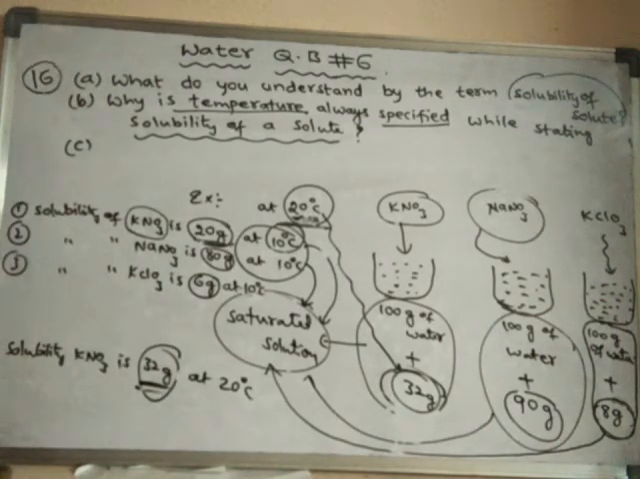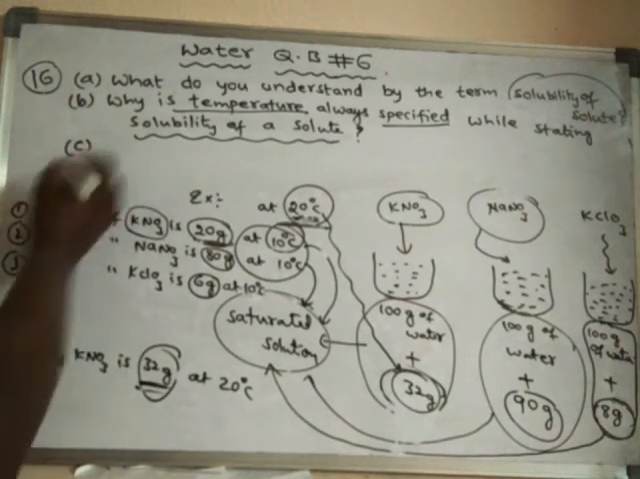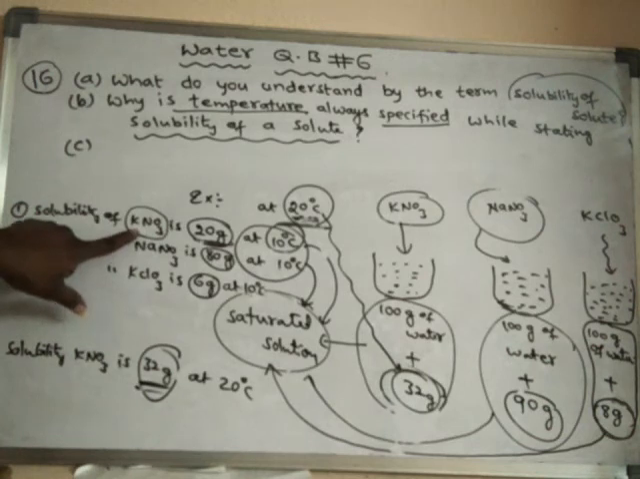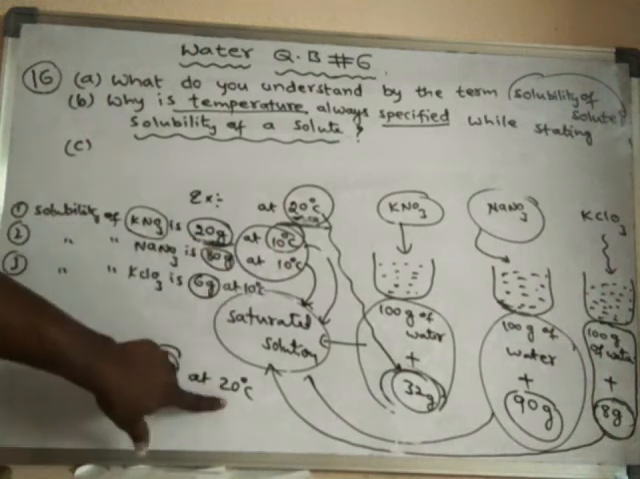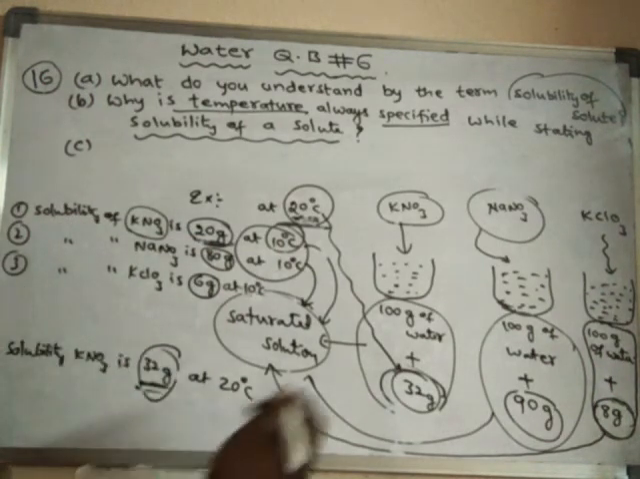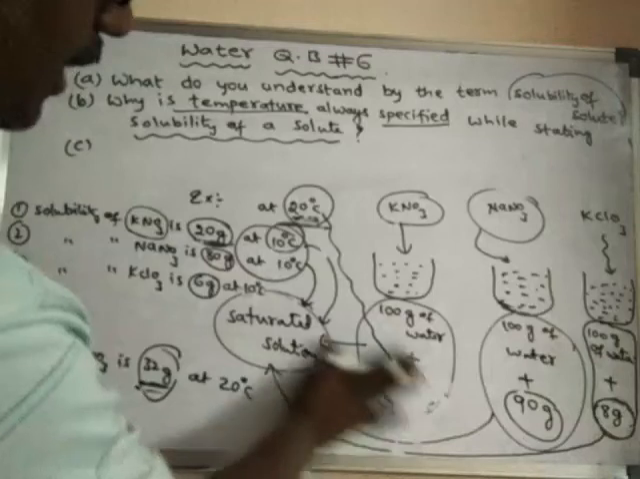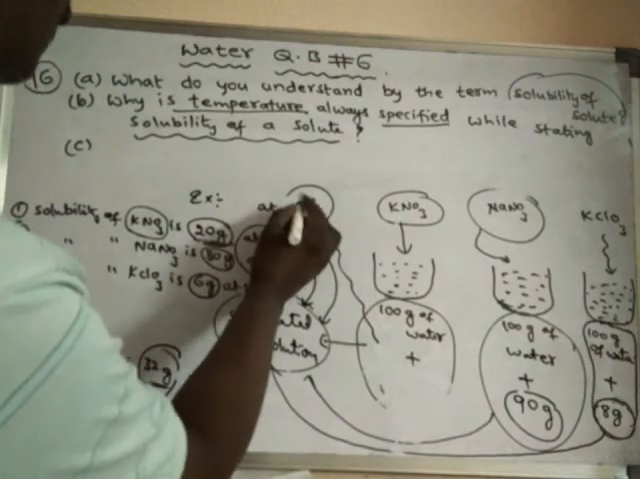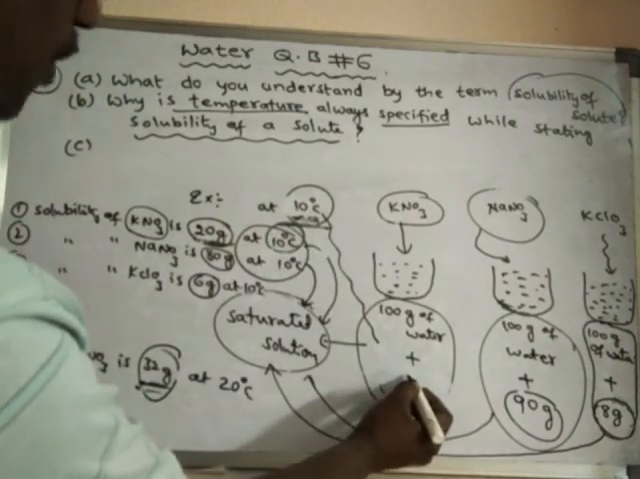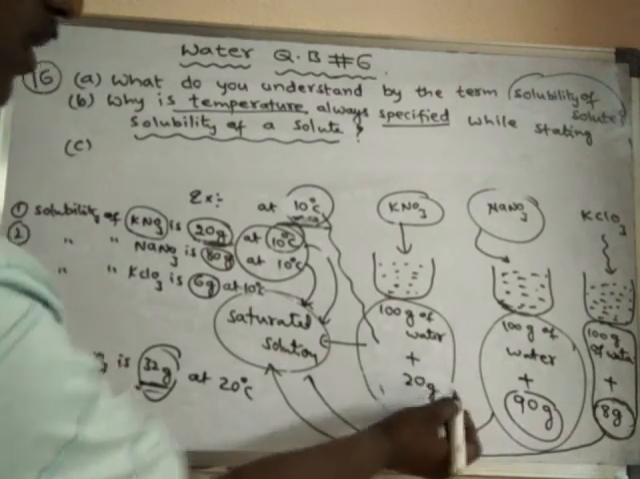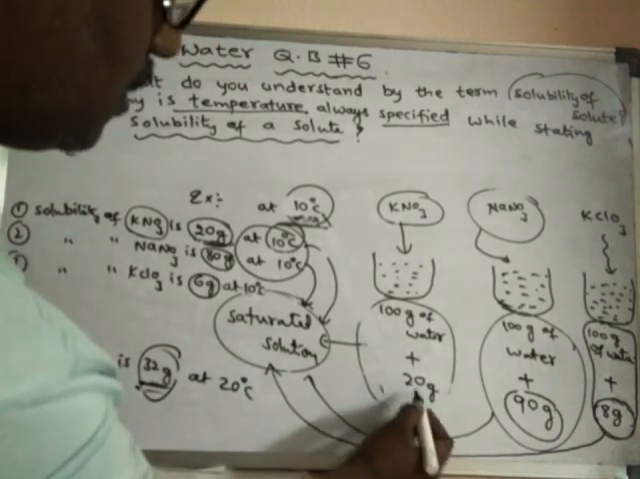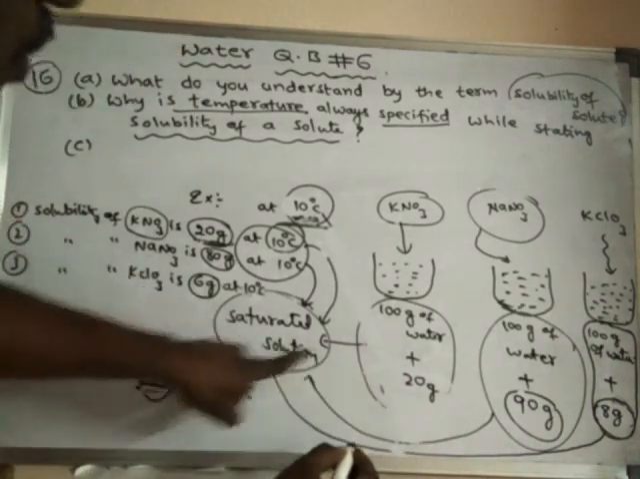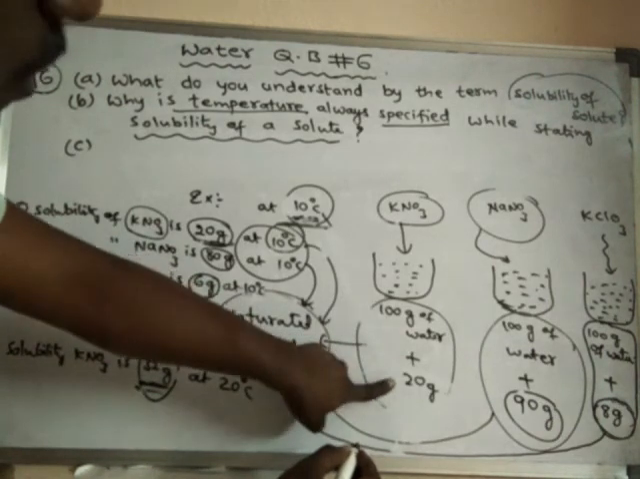Next, one more question is given in this. What is that one? State one way of increasing the solubility of a solute. See, potassium nitrate, its solubility is increased. How is it increased? When temperature is increased. Okay, suppose at 10 degrees centigrade, if you add 20 grams, now it is forming saturated solution.